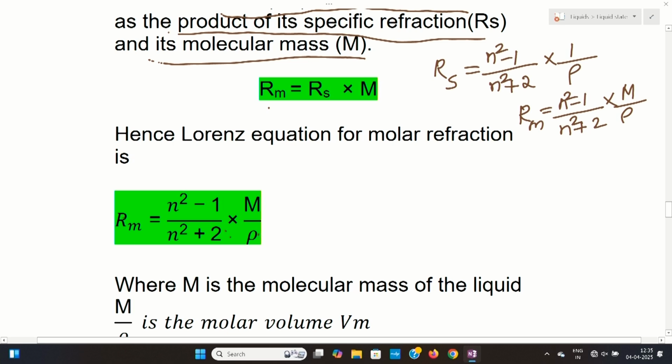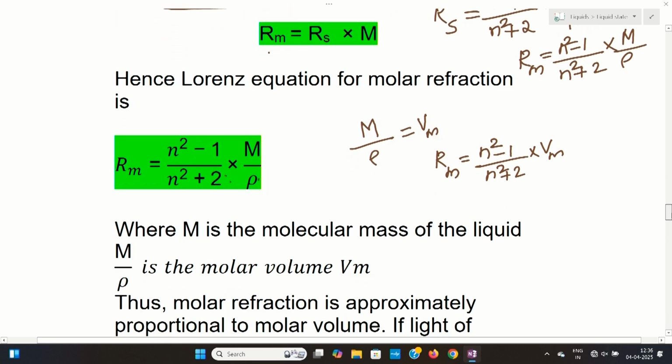Here Rm has capital R and m as suffix. Here we have M by rho. This M by rho we can replace by Vm, that is nothing but molar volume. Then the equation becomes Rm is equal to n square minus 1 divided by n square plus 2 into Vm. This is the equation when we replace M by rho with the molar volume.